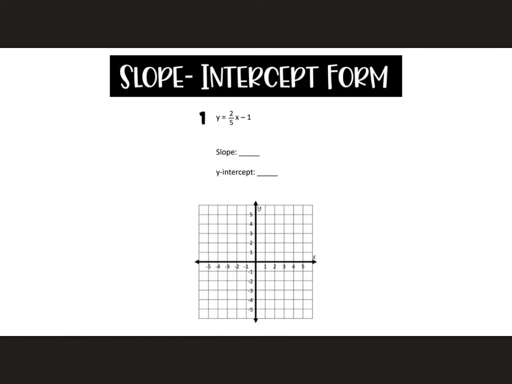Now let's review graphing lines in slope-intercept form. Recall that slope-intercept form is y equals mx plus b, where m, the coefficient of x, the number in front of x, is the slope, and b, the constant, is the y-intercept, okay?